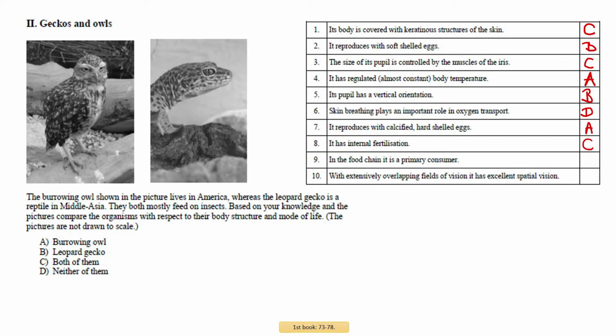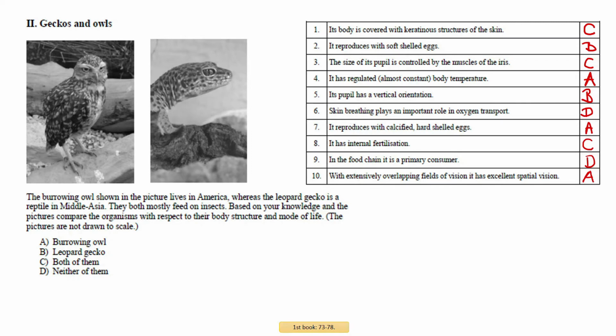In the food chain, it is a primary consumer. None of them are primary consumers, as it is indicated in the text. With extensively overlapping fields of vision, it has excellent spatial vision. That is going to be the owl, so A.